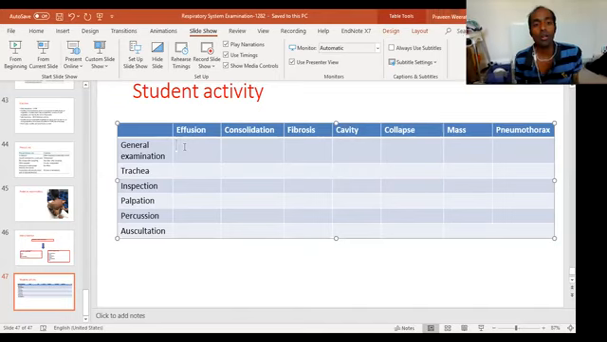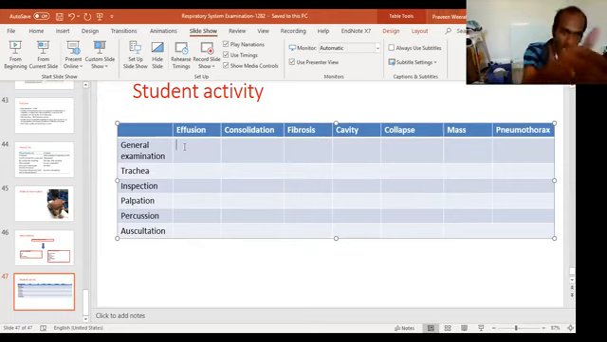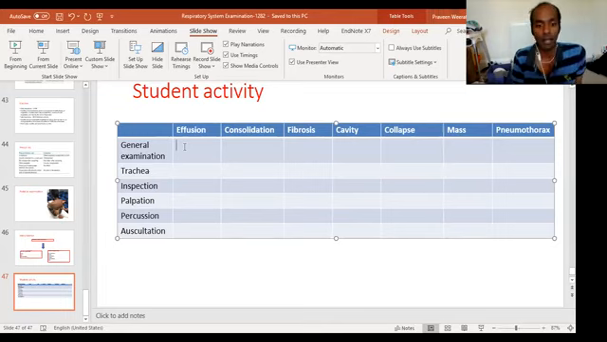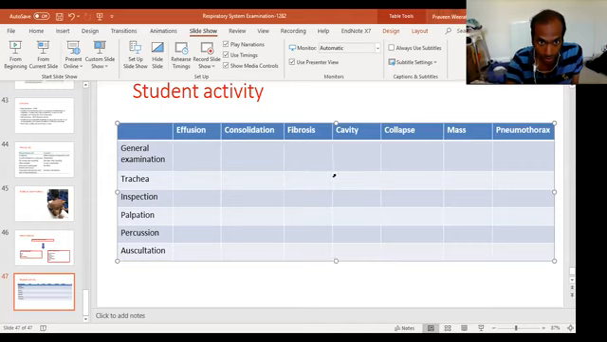So write down all the features of effusion, consolidation, fibrosis, cavity, collapse, mass, and pneumothorax. General examination, what are the findings? Trachea, where is the trachea? What do you find on inspection? What do you find on palpation? And then percussion and auscultation. And we will revise all of the things that we have just discussed now.